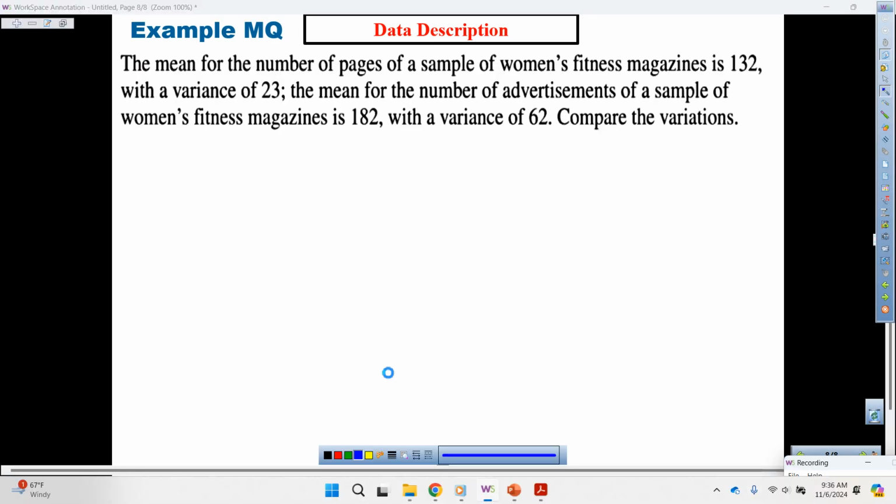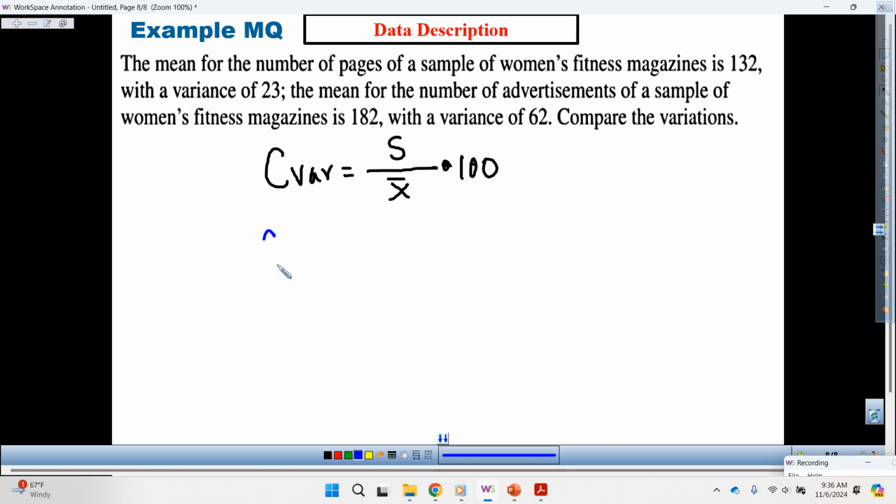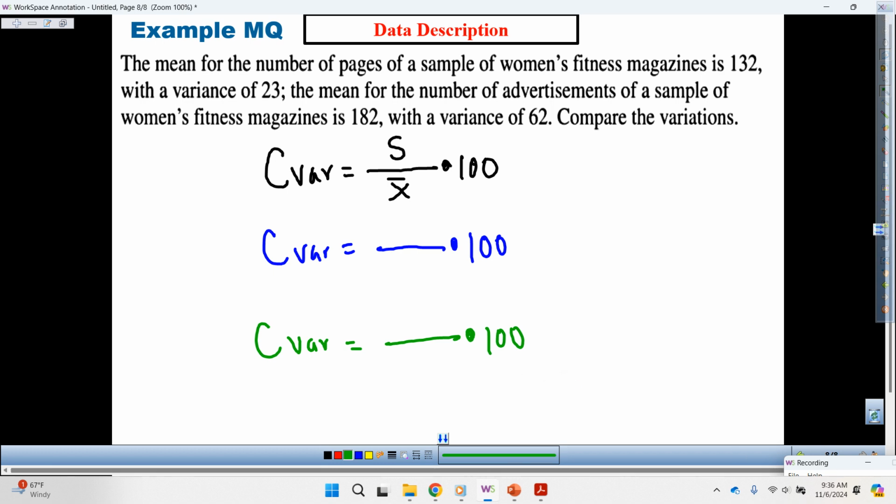So since we heard the word sample, that means we use again CVar equals S over X bar times 100. All right? And once again, I'm going to use blue for the first part, CVar equals blank over blank times 100. And green for the second part, CVar equals blank over blank times 100. All right, so let me send that to your screen.